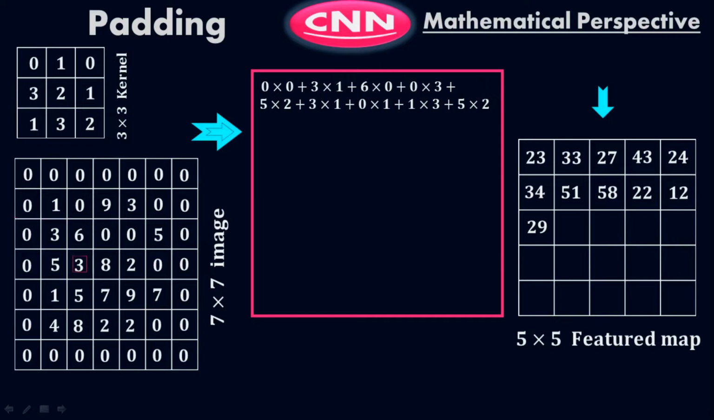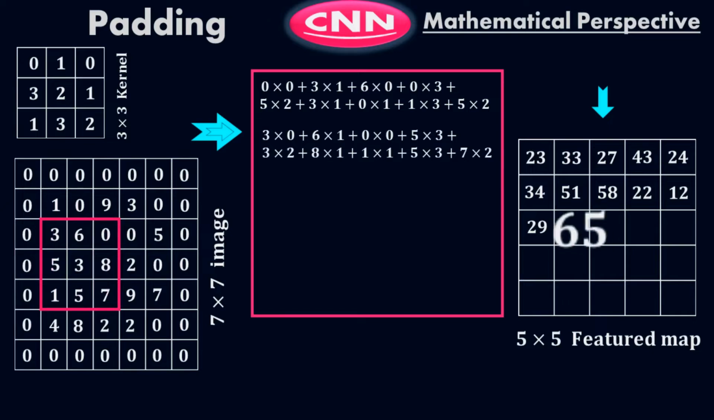Then leave the border column and pick this 3 by 3 matrix. Take the product with the kernel, you will get this 65 value. 3 times 0 plus 6 times 1 plus 0 times 0 plus 5 times 3 plus 3 times 2 plus 8 times 1 plus 1 times 1 plus 5 times 3 plus 7 times 2.